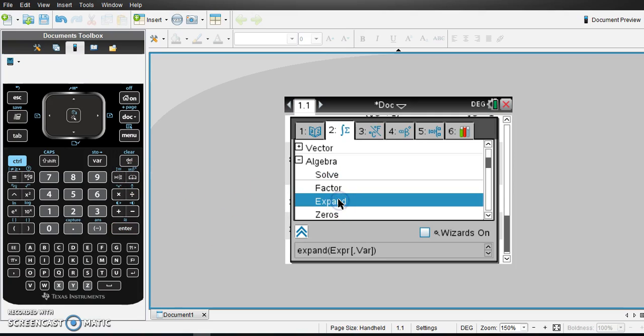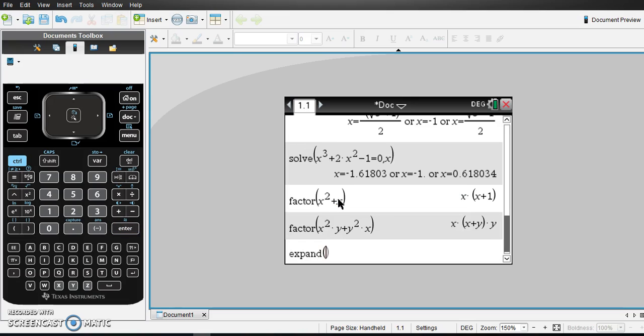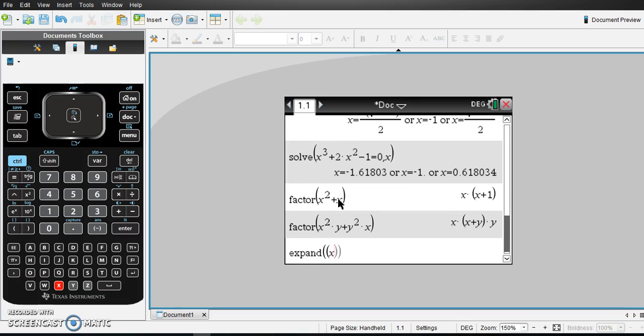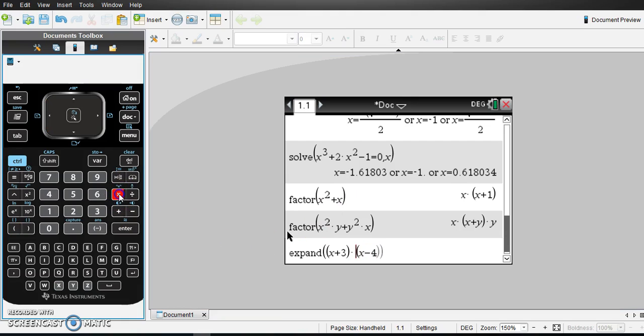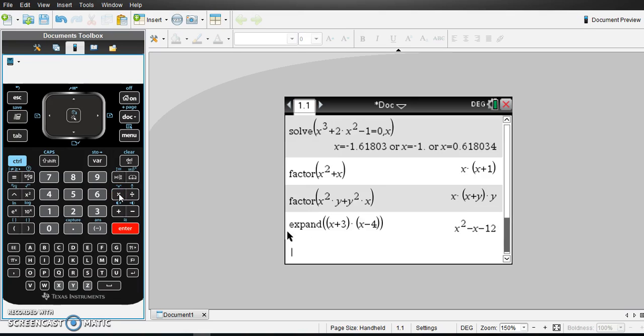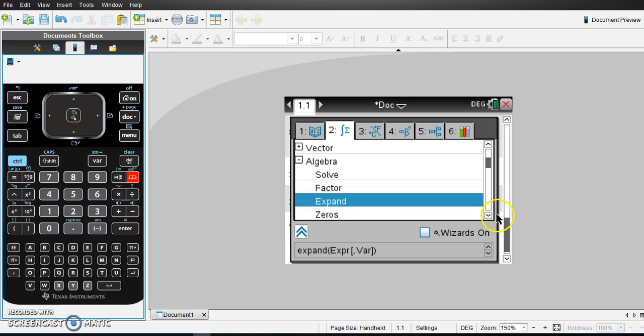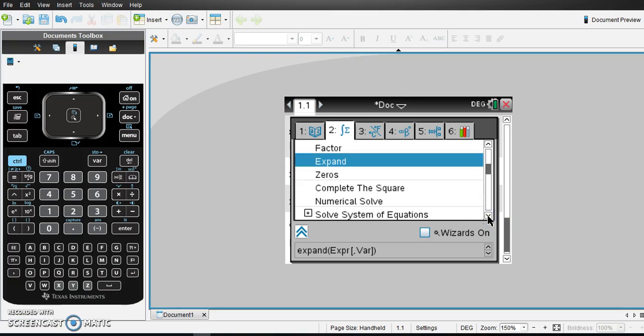You can also expand an expression. So if, for example, you wanted to multiply two brackets, for example, x plus 3 multiplied by x minus 4, let's put a multiplication symbol in there. It will then expand the brackets for you. It will multiply out the brackets. That's what the expand function does. And you'll see that there are a few different things.